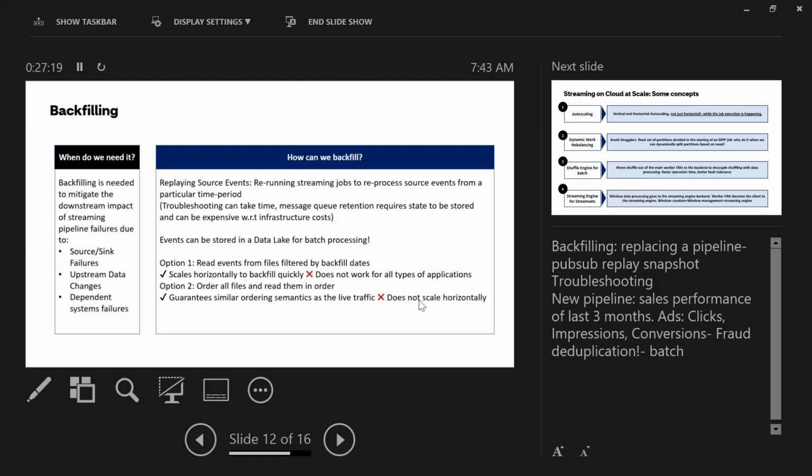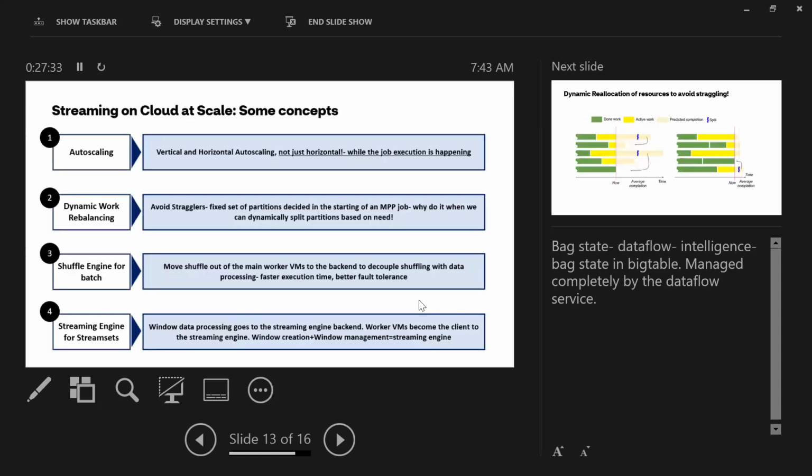So here is where the concepts of batch and streaming start converging if you want to save some money and if you're okay with batch processing. So this is what backfilling is.